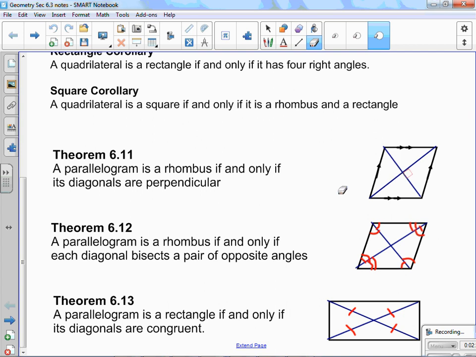All right, theorem 612, parallelograms are rhombus if and only if each diagonal bisects a pair of opposite angles. So the diagonals are going to split the angles in half if it's a rhombus. So each side of that diagonal would be the same angle measure if it's a rhombus. And theorem 613, the parallelogram is a rectangle if and only if its diagonals are congruent. So if you've got a parallelogram and the diagonals are the same length, then it has to be a rectangle.